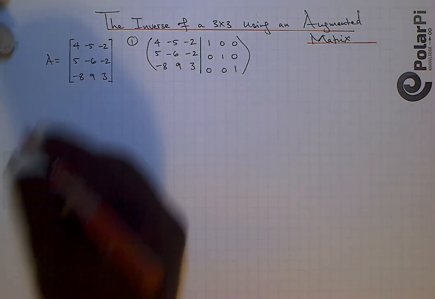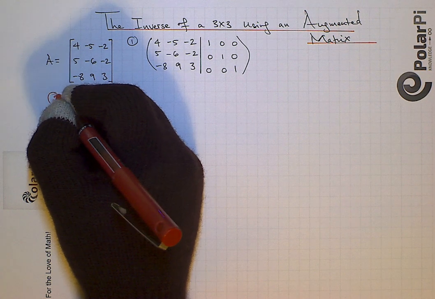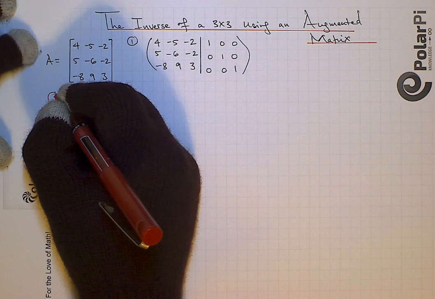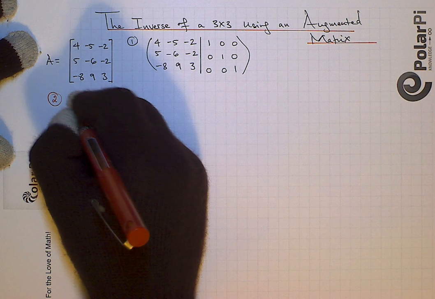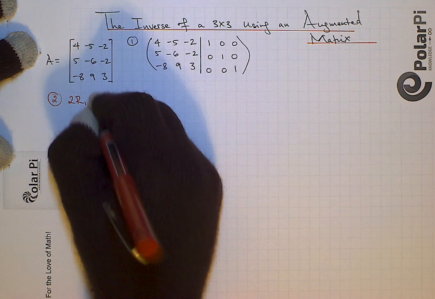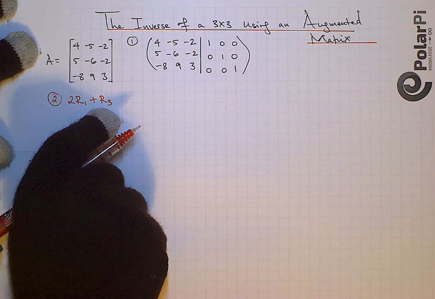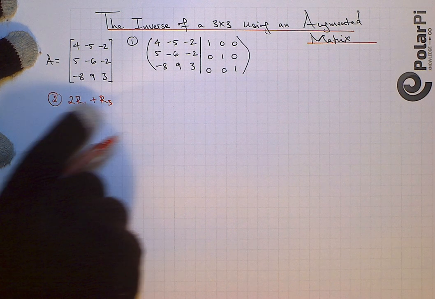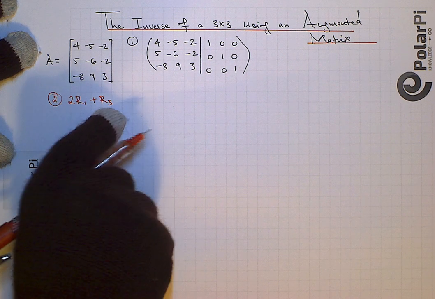Pretty straightforward. Let's say our next move is, by the way, your moves don't have to be exactly like mine, but I chose to go this way, 2 times row 1 plus row 3. This move is going to affect only row 3. What I'm doing is taking twice row 1 and adding it onto row 3, so only row 3 will be changed.